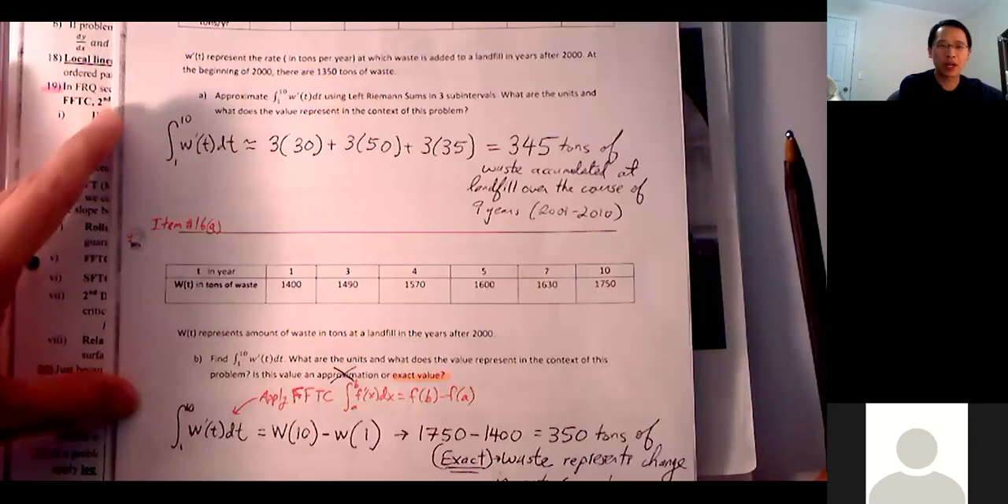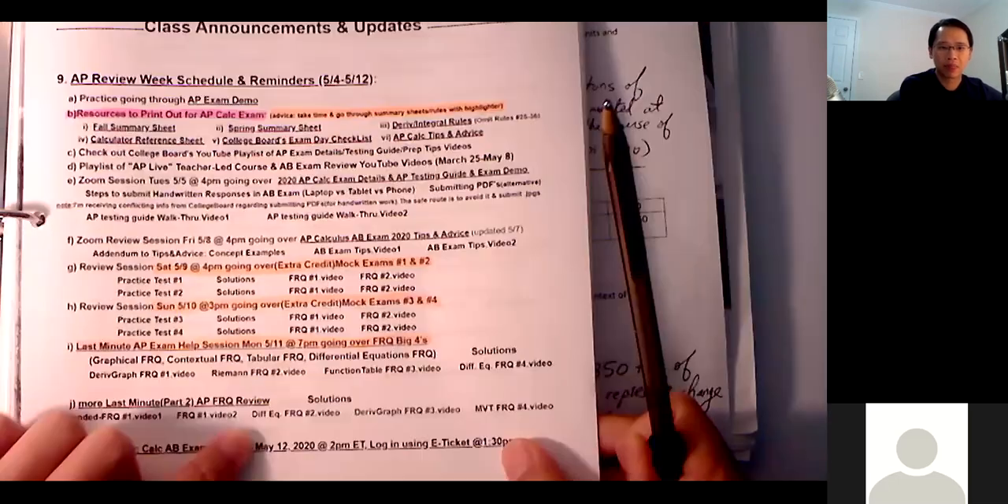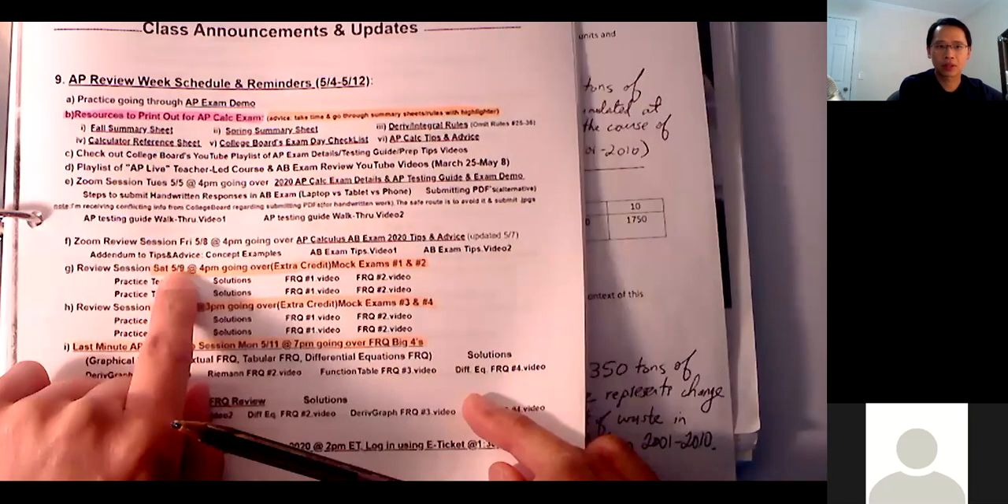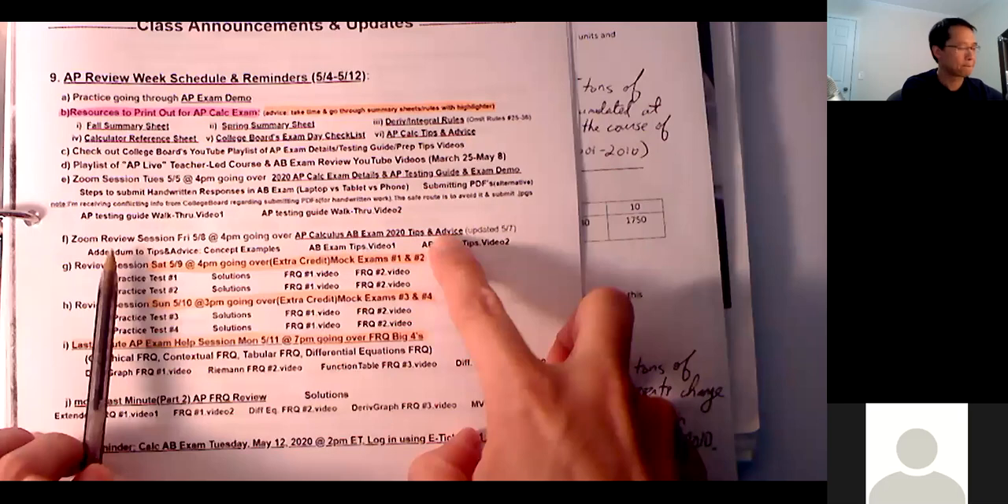Okay, so I have this printout if you want to look at this more closely. So I have it under today's section here. Wait, where did it go here? Yeah, so addendum and the tips and advice. So this is what I'm going through here.